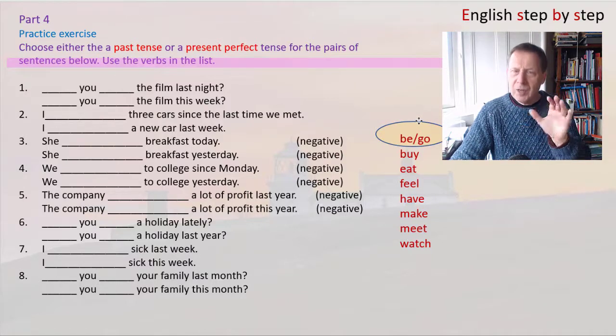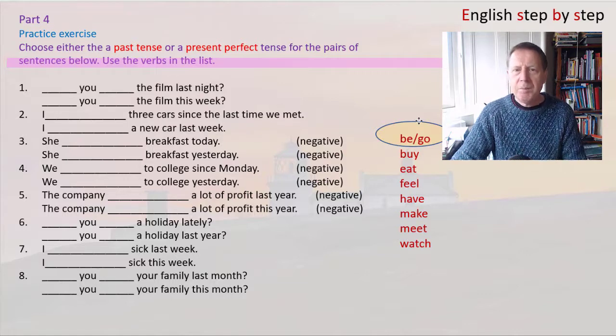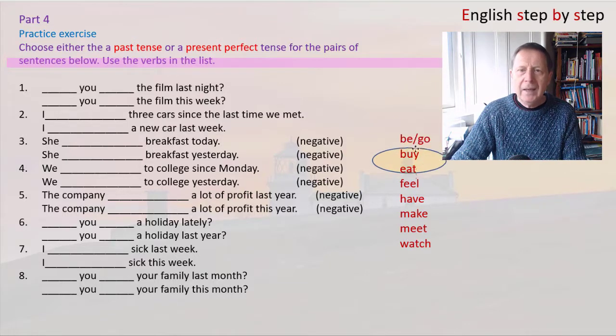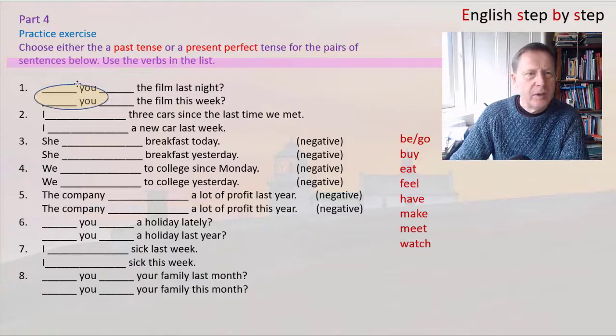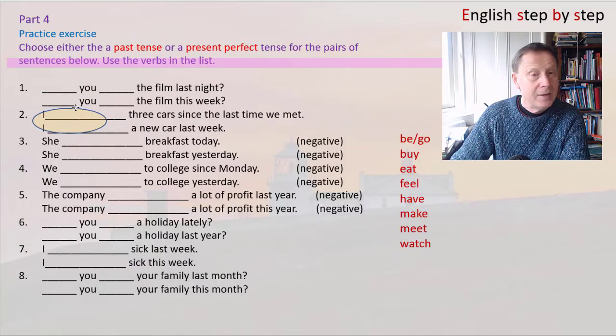Now remember, in some situations you have to change be to go. Buy, eat, feel, have, make, meet, and watch. So decide which verbs you need for these pairs of sentences, and then decide which one needs the past tense and which one needs the present perfect tense.